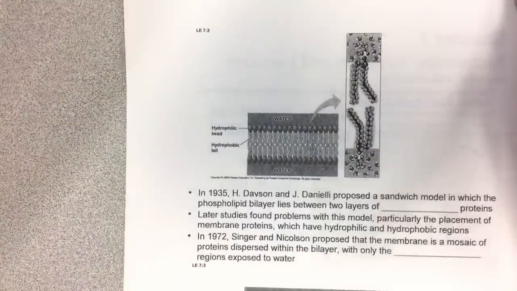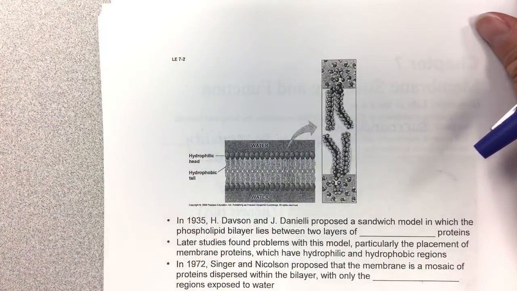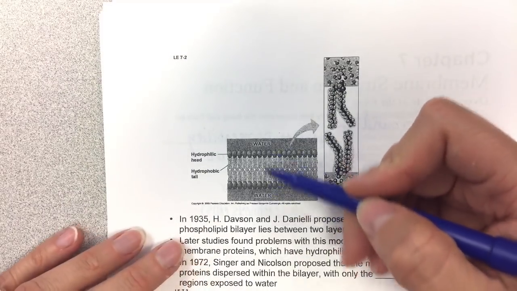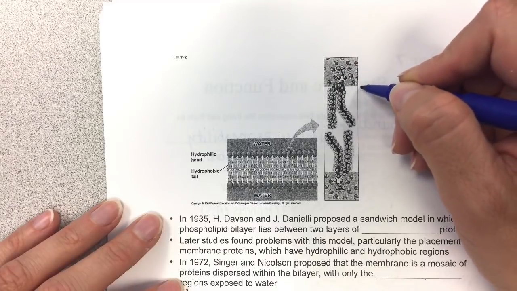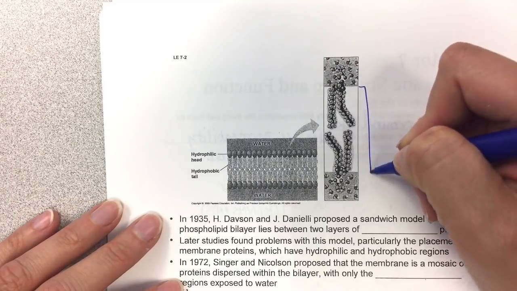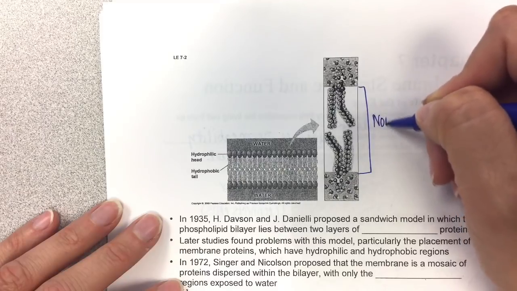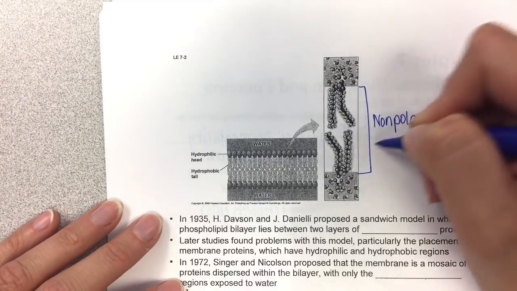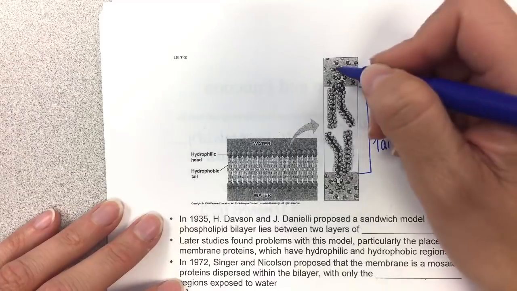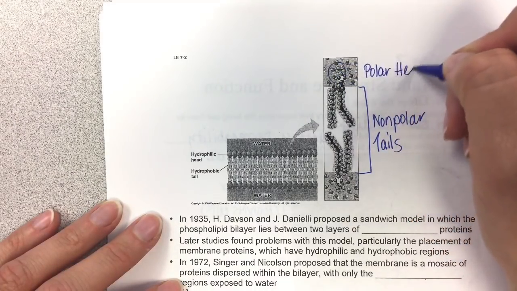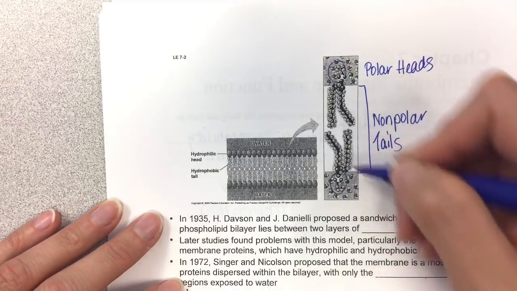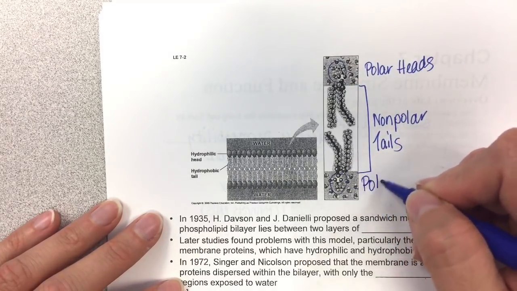This picture shows you the bilayer, which is what I was trying to show earlier. This is showing you the phospholipids, and these are the tails. These are the nonpolar tails on the inside, and this part right here, these are your polar heads. And you can see right here, it's trying to show you the molecules and atoms there.